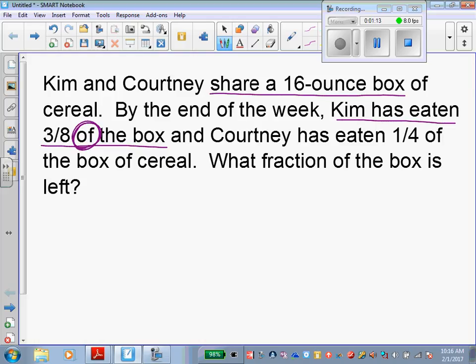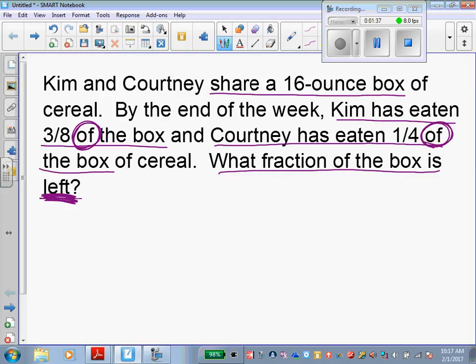And Courtney has eaten 1/4 of the box of cereal. All right, Courtney has eaten 1/4 of the box of cereal. What else is important? Emma? What fraction of the box is left?